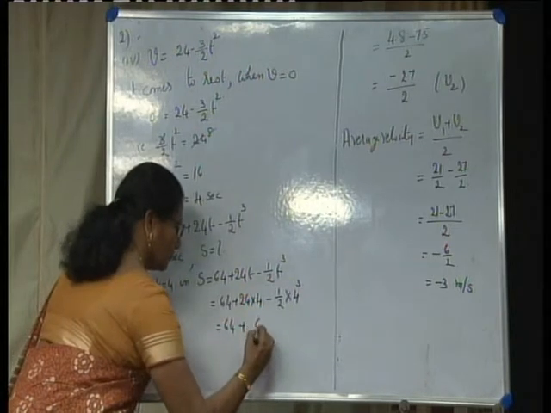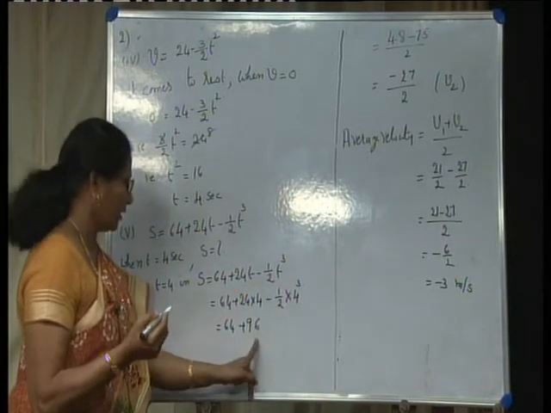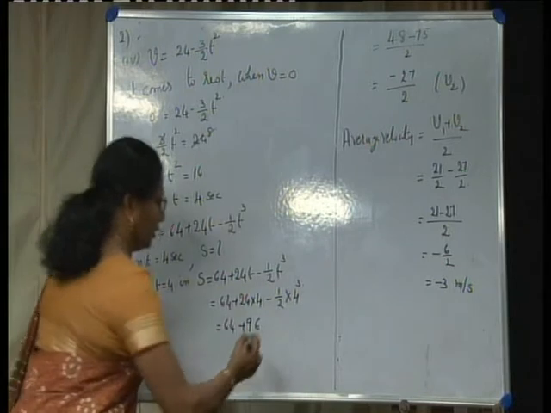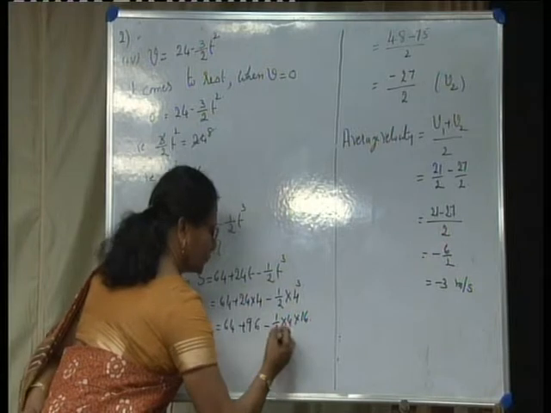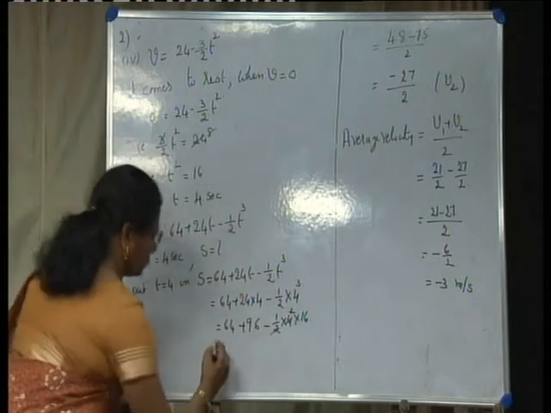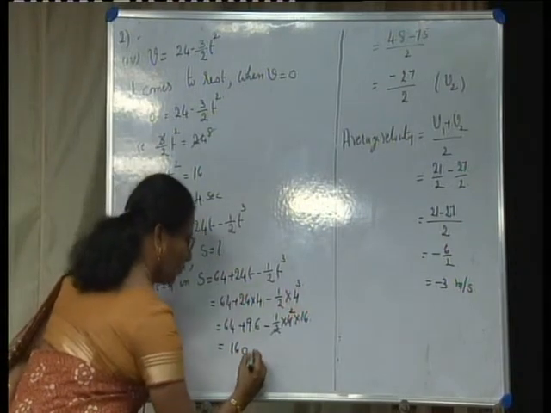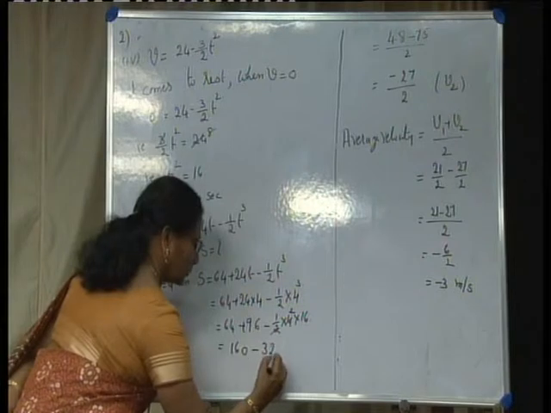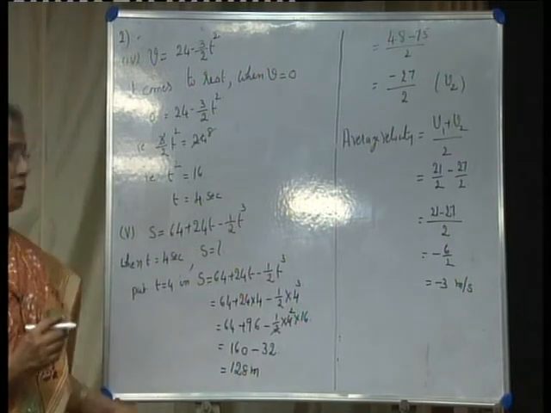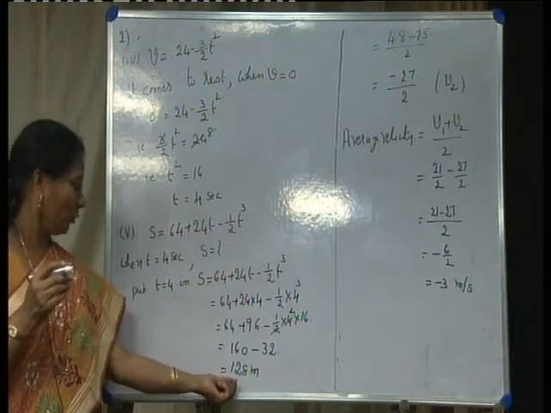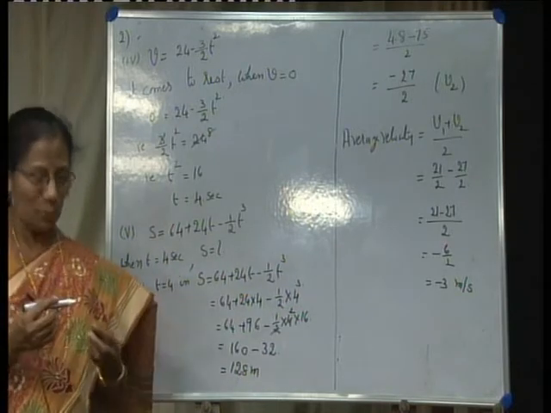64 plus 24 into 4: 4 fours are 16, 1 carry, 4 twos are 8, 8 plus 1 is 9, so 96. Minus 1 by 2 into 64. So, this is 160 minus 32. So, this is 128. So, the particle travelled a distance of 128 meters in 4 seconds. So, that completes the problem.